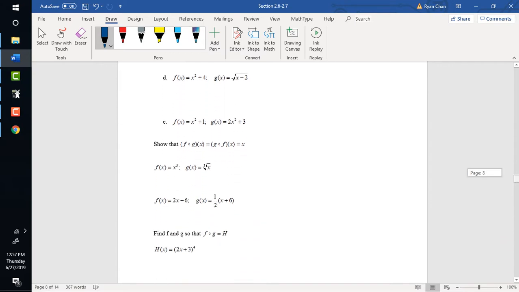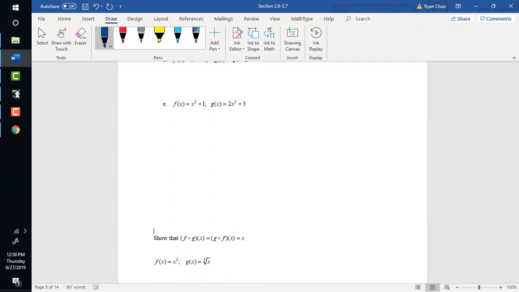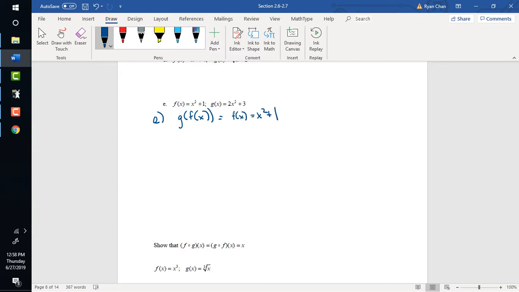And then let's just do one more. So I'm going to look at part E. Let's say we flip it around. I'm going to do g of f of x. So this is going to be, f of x is x squared plus 1. So my g, remember, will be replaced by 2x squared plus 3. So it's going to look like this.